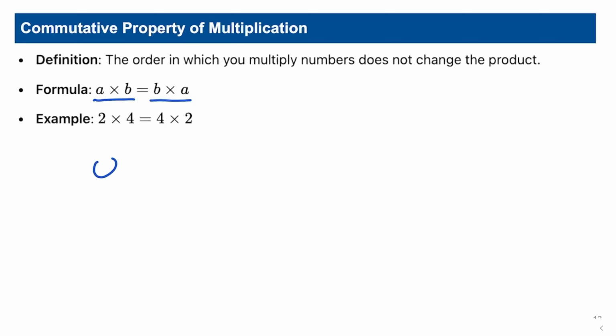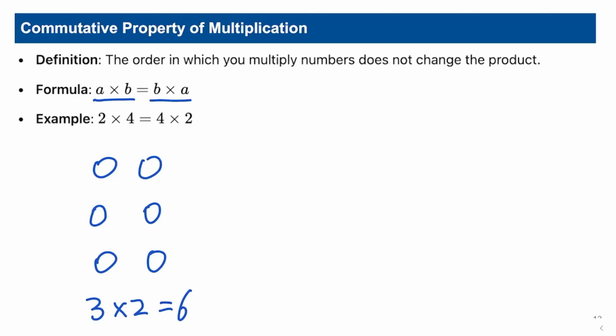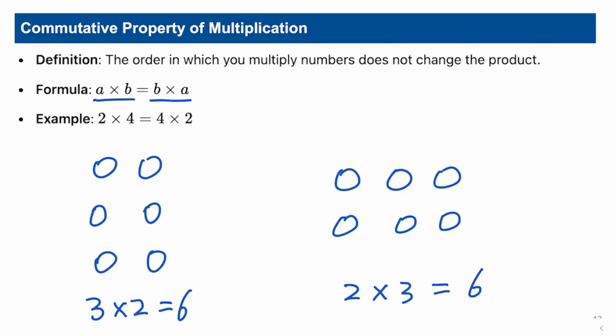For example, we have some circles here. We have 3 rows and 2 columns. So 3 times 2 equals 6 circles. And we draw another figure. We have 2 rows and 3 columns. 2 times 3 is also 6. By rearranging the circles in different ways, it doesn't change the number of circles we have. Just like 2 times 4 equals 4 times 2. Multiplication is commutative.